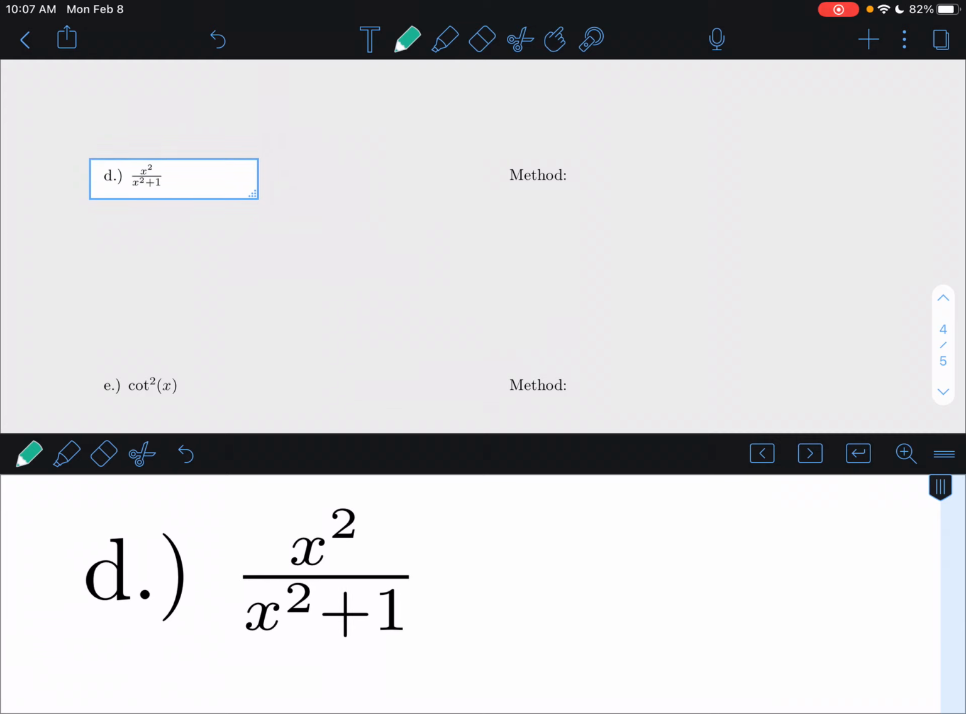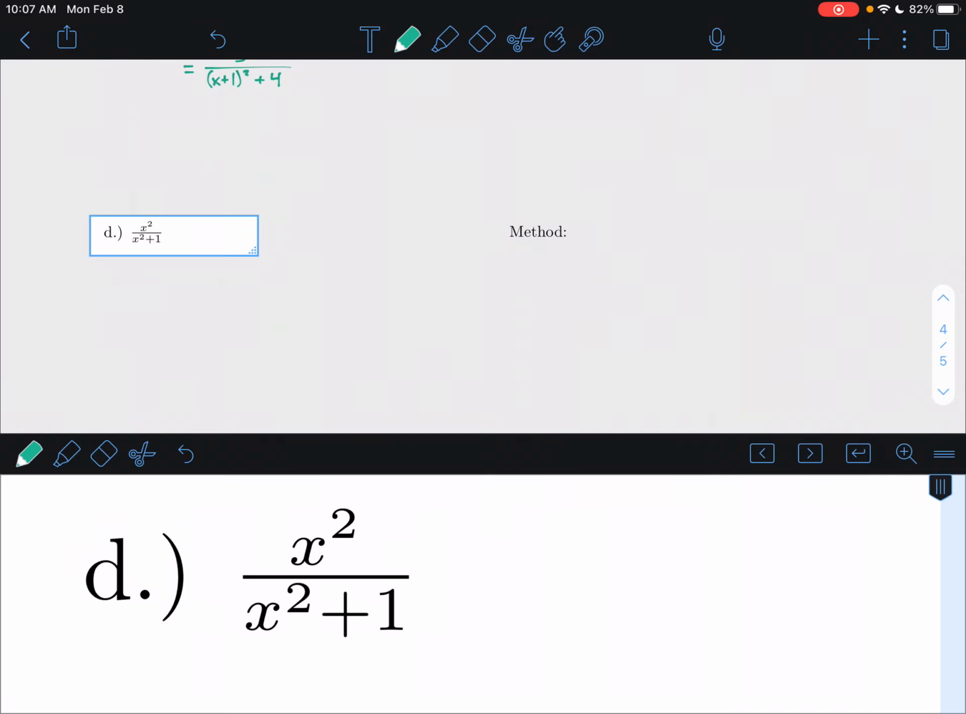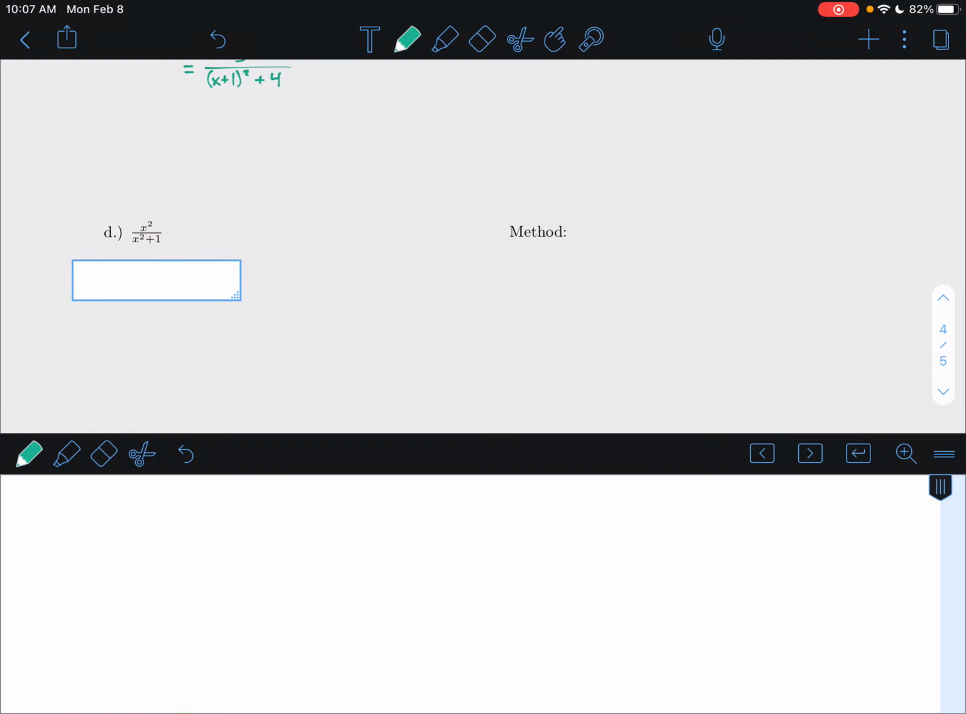For number D, this one, the numerator and the denominator both have the same degree. They're both x squared. So this one I am going to be using long division. When they don't have the same degree, we need to come up with a different method. If the degree of the numerator is greater, then we're able to use our long division. Or if it's the same.